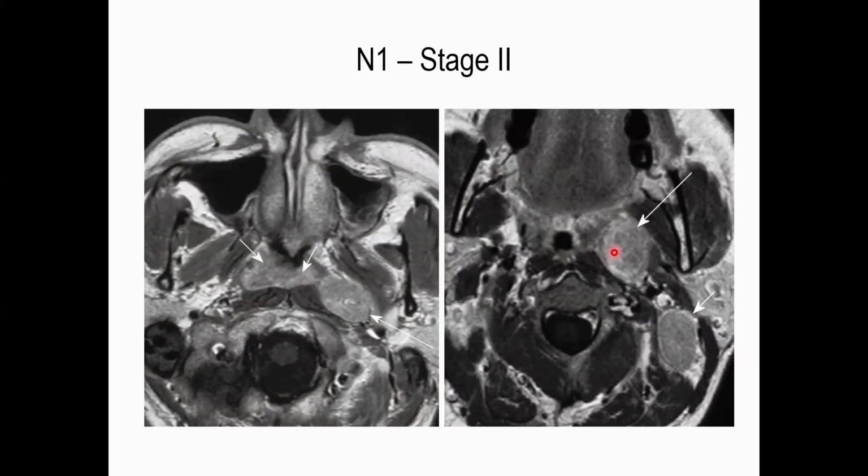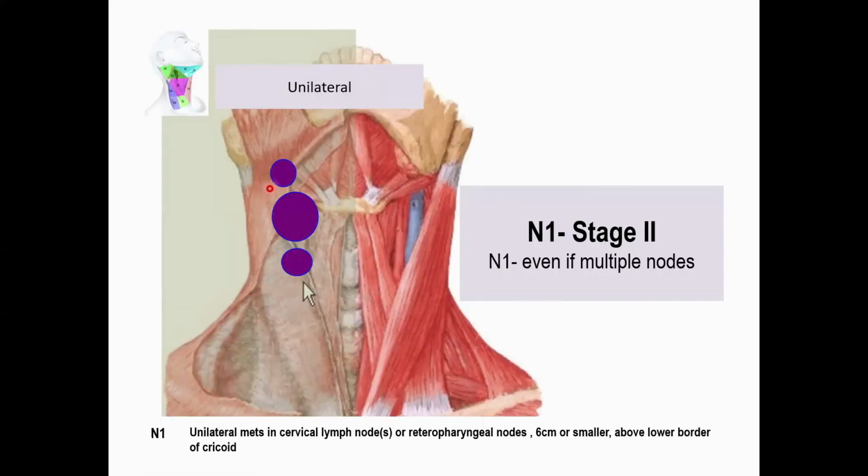Now you have multiple nodes. It's again N1, I have shown you. Multiple nodes, it is N1. And if you look into the composite stage, the moment the patient is having a node, it becomes a stage 2 disease.